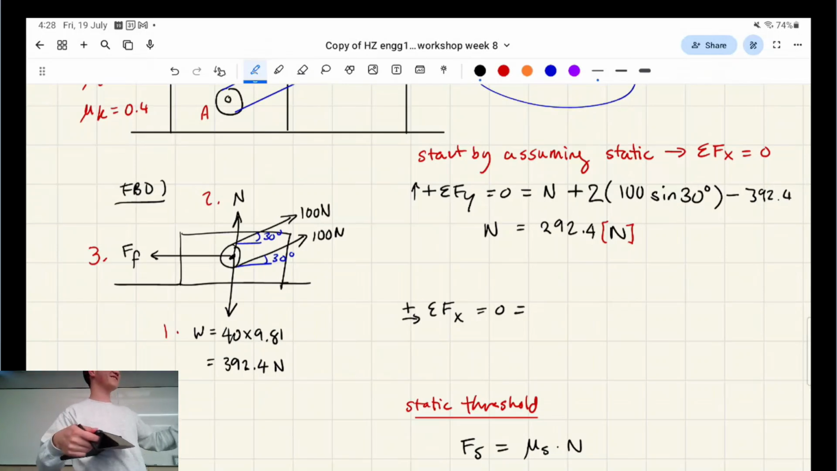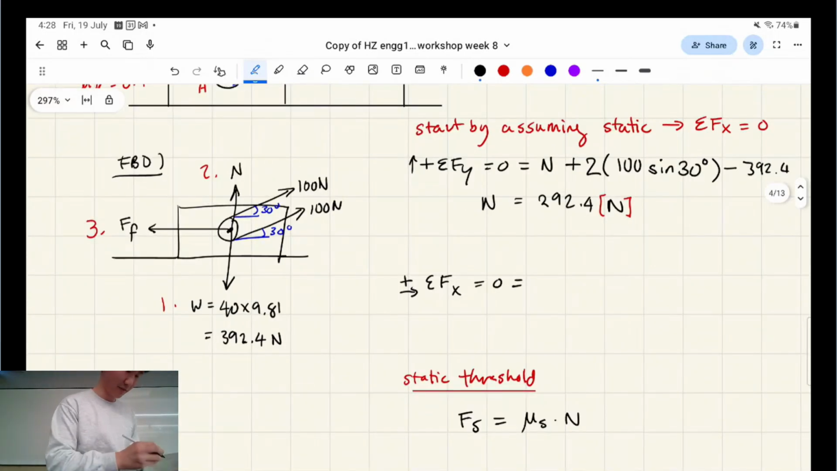Yes? No? Yes. For these questions which involve friction, start by assuming we are in static equilibrium and solve for that. And then, if our friction value has exceeded the static equilibrium threshold, then we're actually in dynamic, where we're moving. So start with the assumption we're in static equilibrium first. Okay, so that's what I've done here.